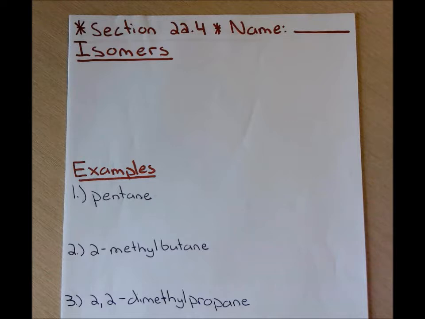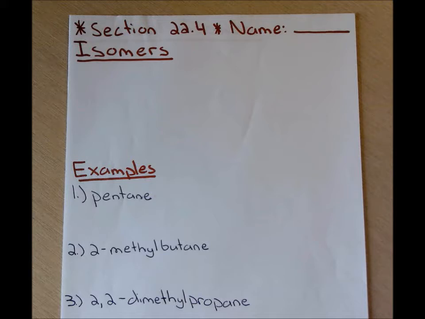Today we're going to be talking about section 22.4 in Chemistry 1. It looks a little more in depth and in detail at where those carbons and where those hydrogens are placed in hydrocarbons. There are 4 objectives I want you to be able to meet by the end of this video.